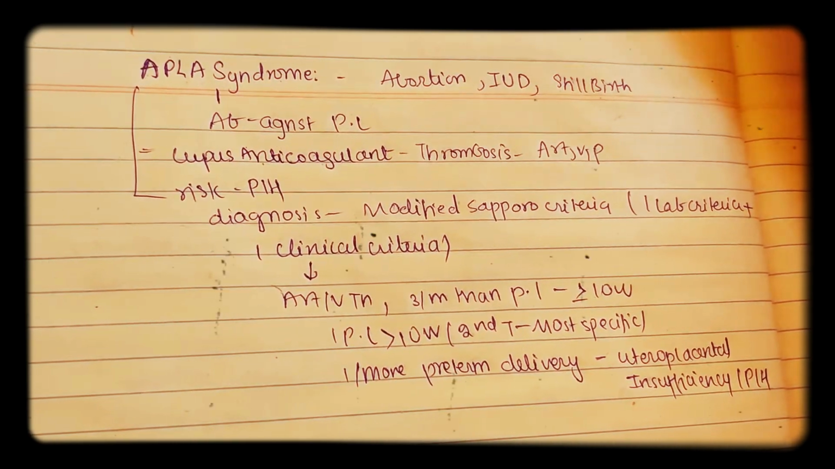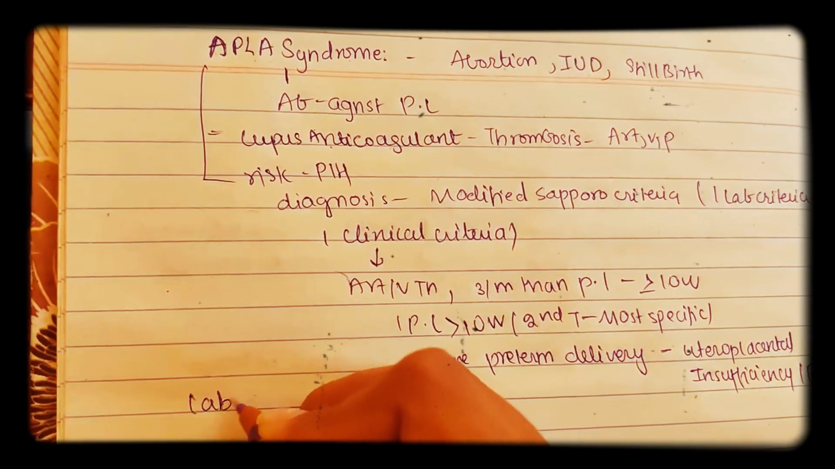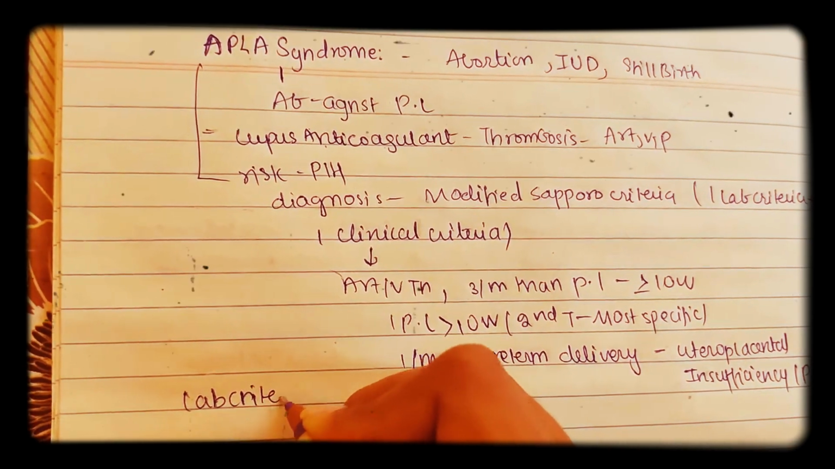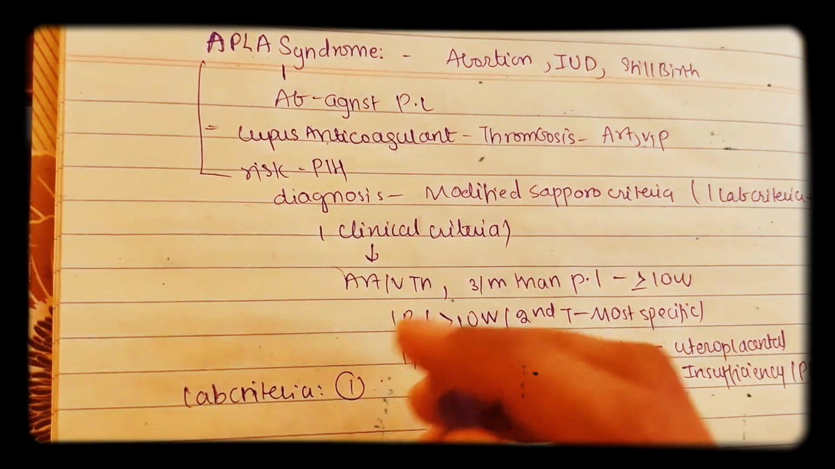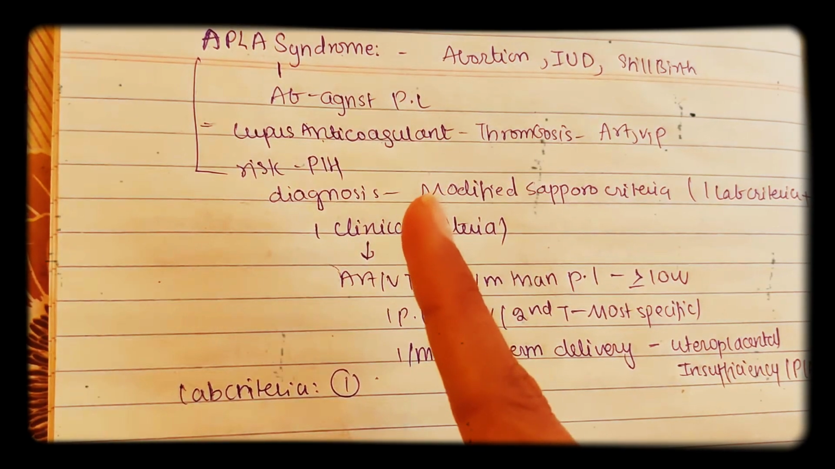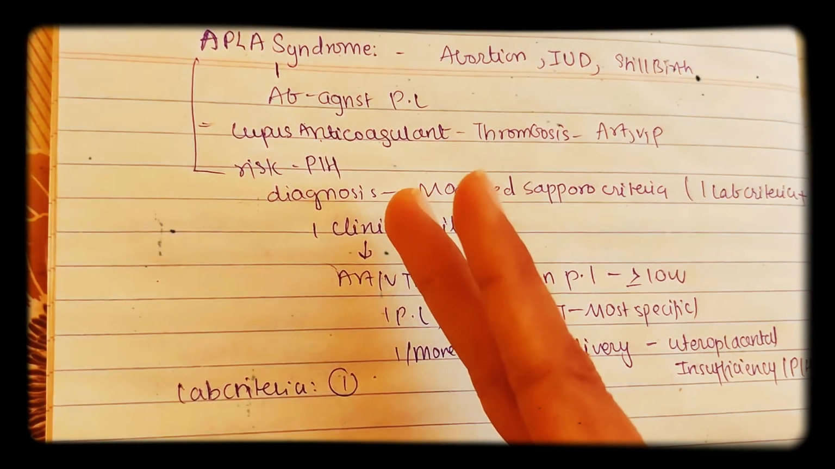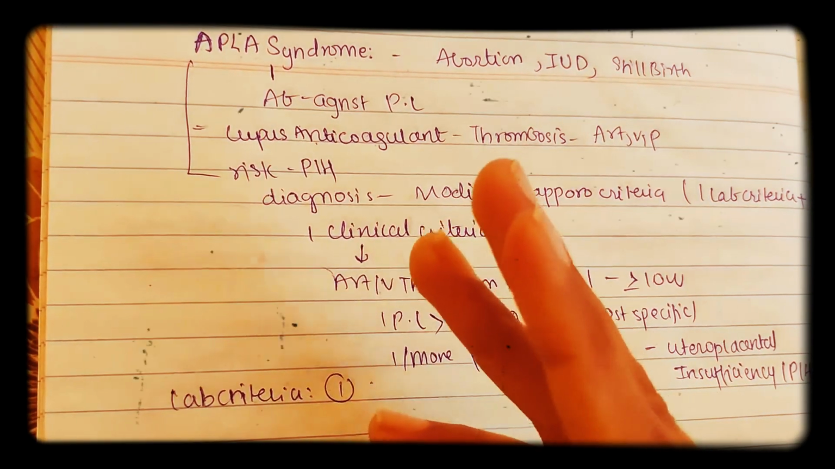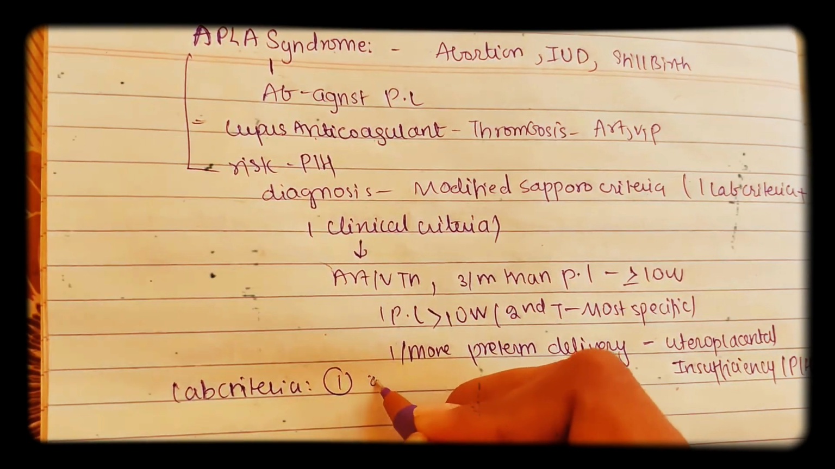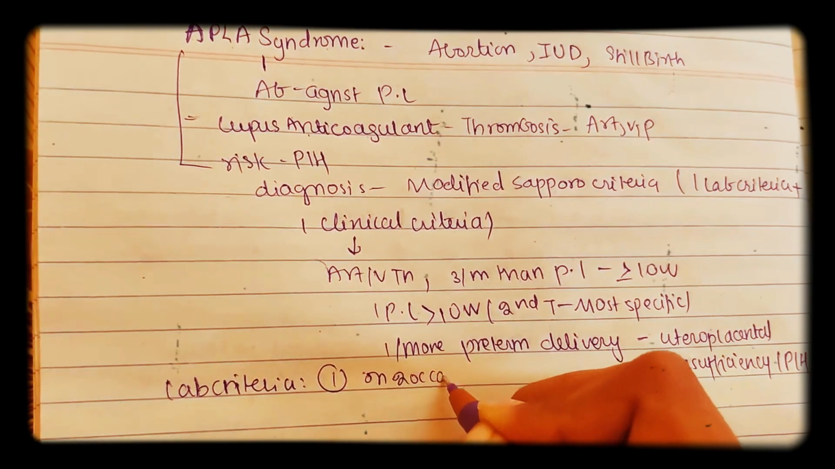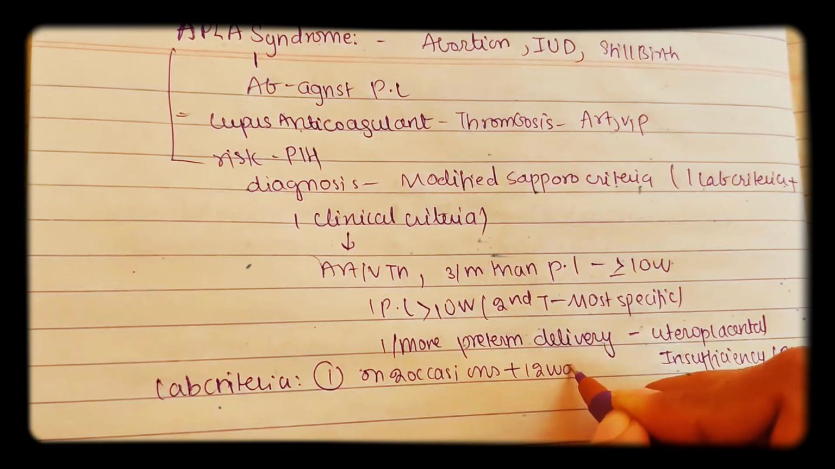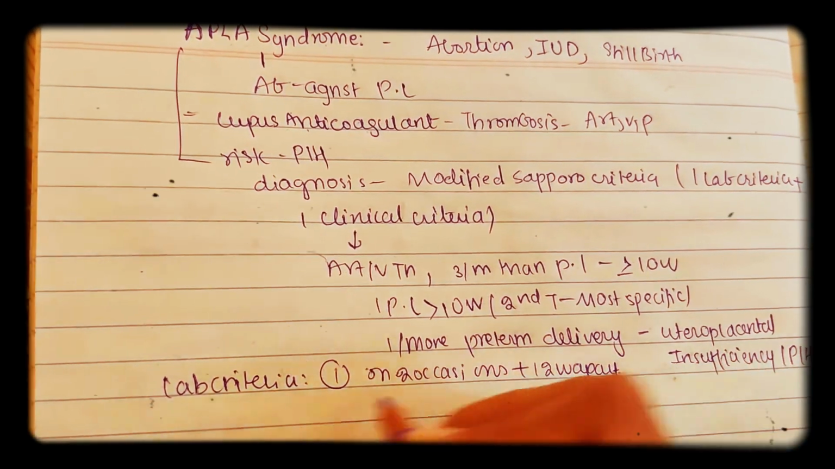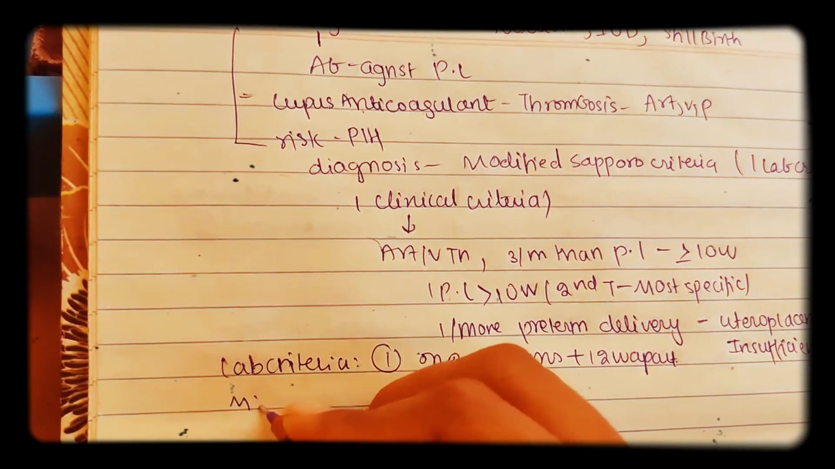Now coming to lab criteria. In lab criteria you have the presence of any one of three antibodies: either anticardiolipin antibody, anti-beta 2 glycoprotein antibody, or lupus anticoagulant, on two occasions 12 weeks apart. This is the criteria. And next coming to management. So how to manage this Apla syndrome?